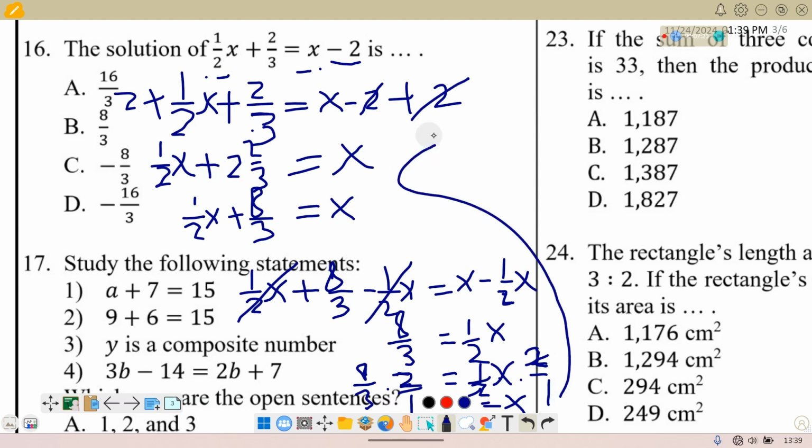Okay, let's move to another space. So the answer is x equals 16 over 3. So the answer is this one, A, if I'm not mistaken. If you don't mind, please check the calculation again.